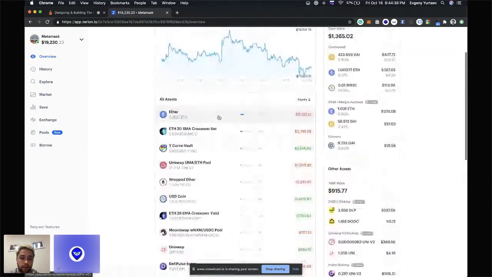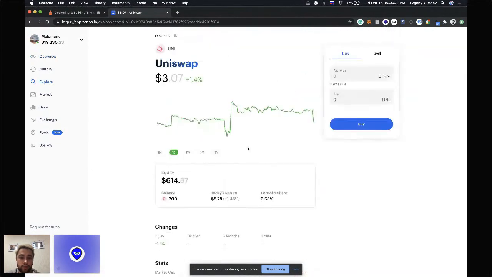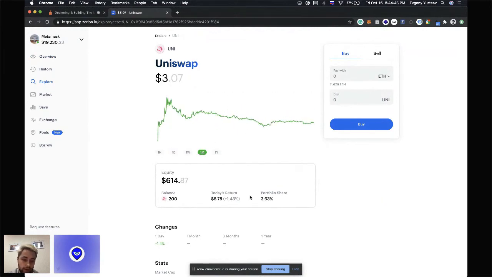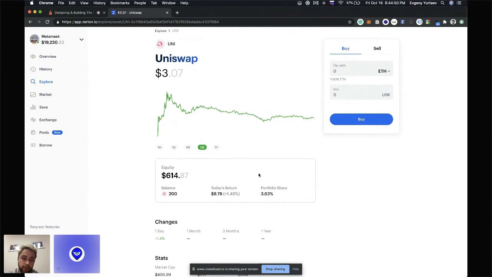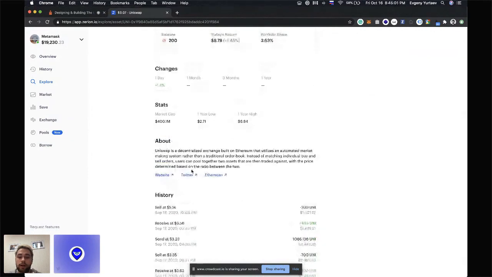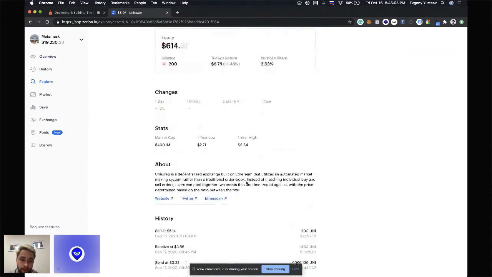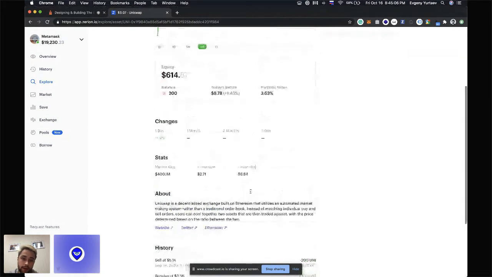You can actually click on any of these assets. For instance, let me quickly open the Uniswap. As I showed before in the presentation, here you see the historical performance. You can see your equity here, and profit and loss will be calculated as well. Here you would see all the transactions that you made, the price point, and the date at which you made the transactions. And here are some descriptions and basic links to verify that this asset is actually correct.